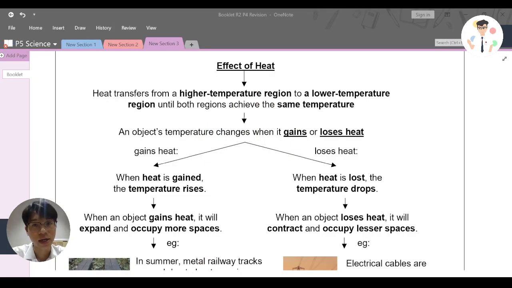Welcome back to digital class, and now we are looking back again at heat. We have actually learned about heat in the previous video, and now we are focusing more on the effect of heat.